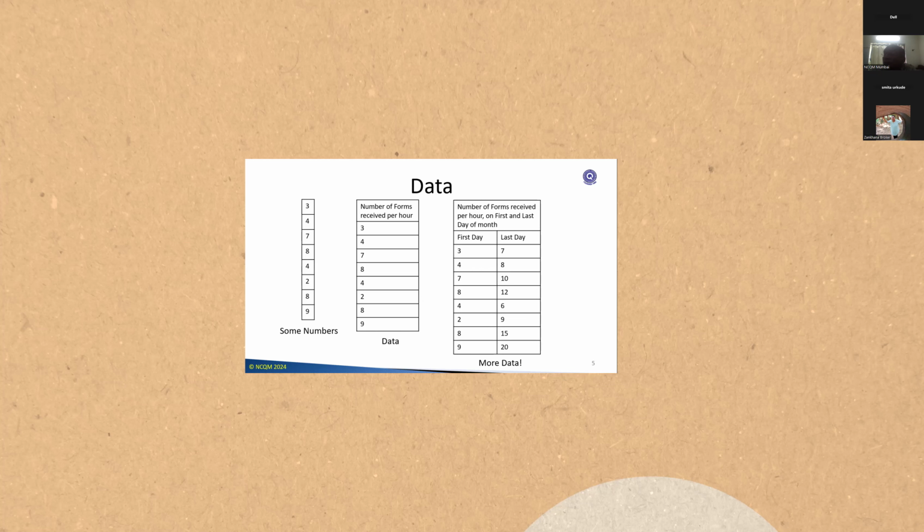And 7 plus 8 plus 10 plus 12 plus 6 plus 9 plus 15 plus 20. So the total is 87, divided by 8, so 10.87. Smita, you are getting the same answer? Yes, sir. Same, 10.88.